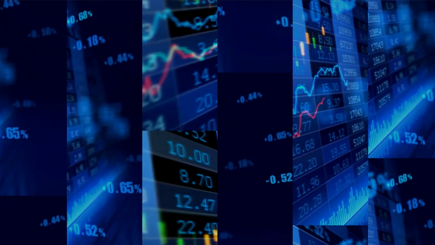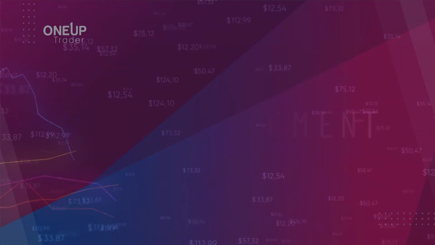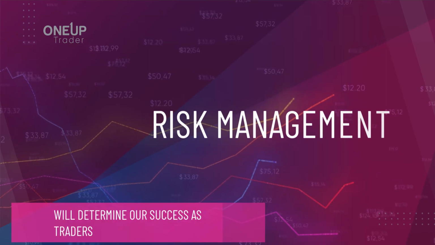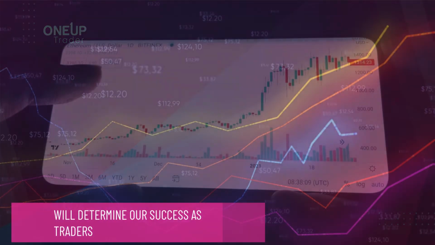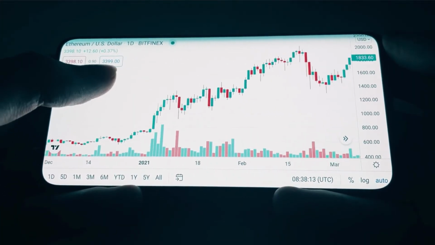Important factors to keep in mind when trading any trading strategy. Risk management. When used correctly, it will determine our success as traders. We can have a perfect system on paper, but a poor method of managing risk will render our strategy useless.